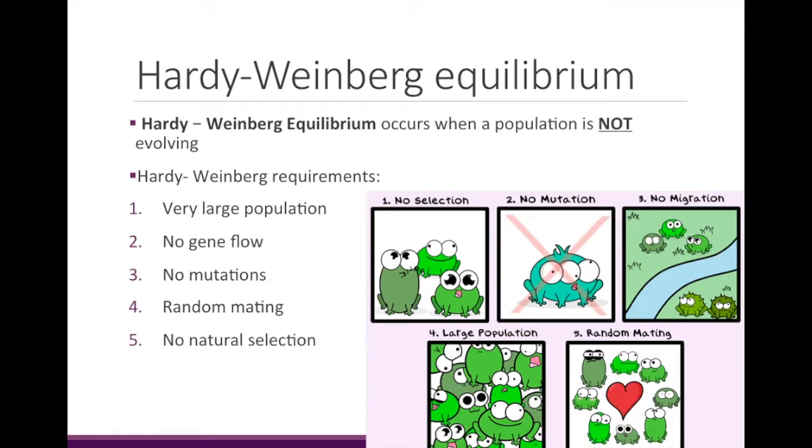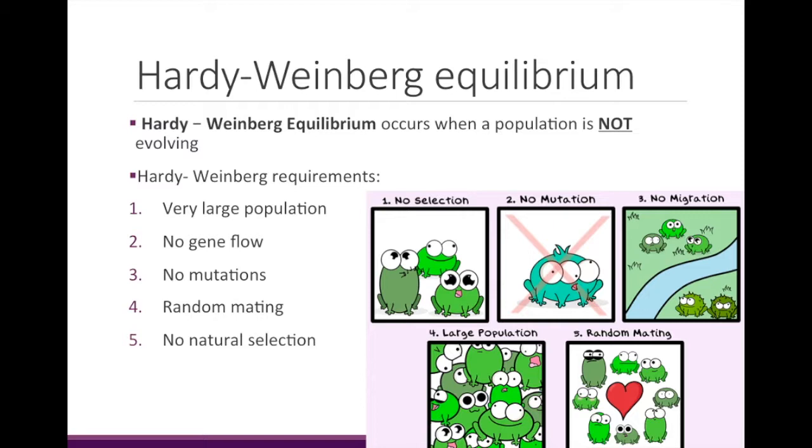The second requirement is that there is no gene flow. This means that there is no migration, so no individuals are going to enter or leave any population. In picture number 3, you can see that we have not spiky frogs on one side and spiky frogs on the other. Gene flow would allow them to move back and forth. But because there is no gene flow, they're separated and they cannot mix.